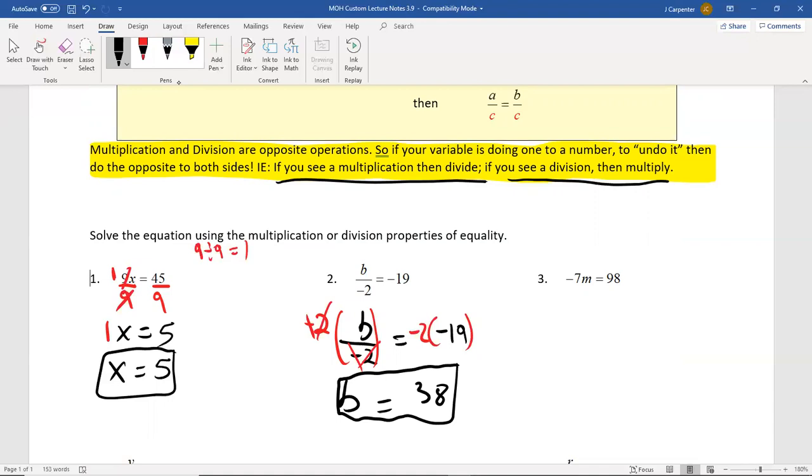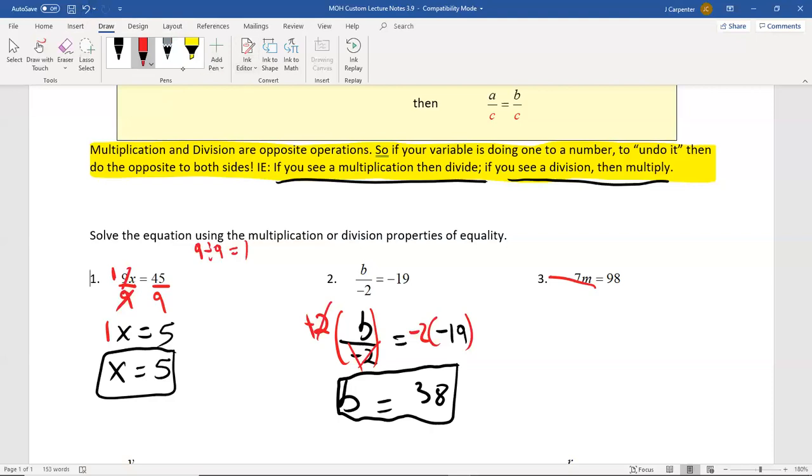Number 3, -7 times m equals positive 98. So again, I don't even care what that number says because there's no variable with it. There's no math to do on it. I only care about the -7m. What's -7 times m? So to get rid of the -7 times, we have to divide.